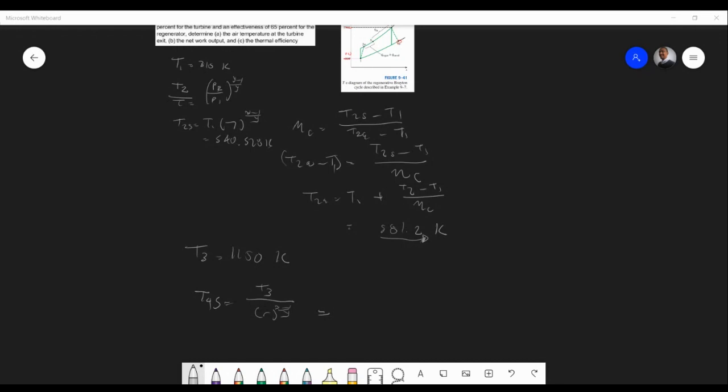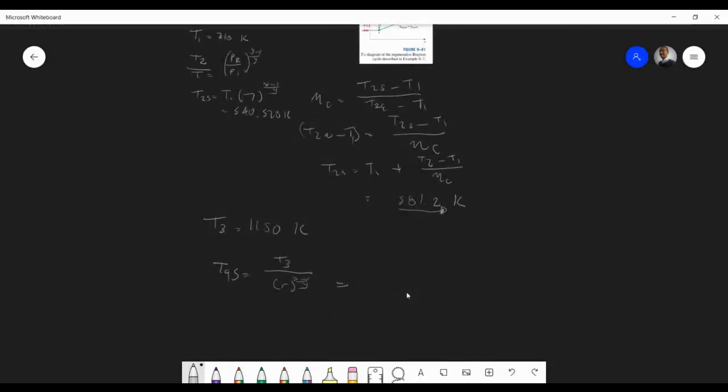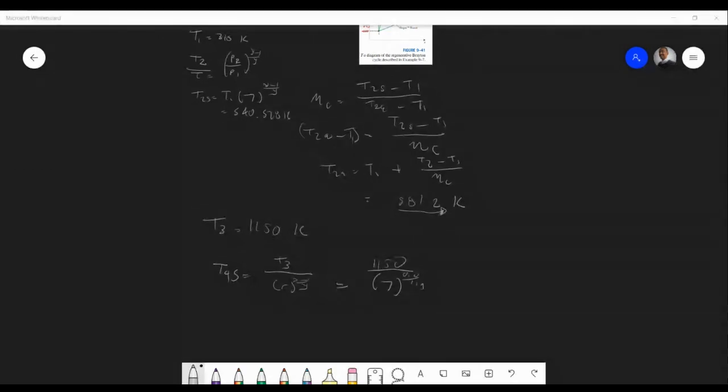Like I said, I will post the solution for this question. It's a whole tutorial pack with questions and answers. Okay, let me work that out. So it's 1150 divided by 7 to the power 0.4 over 1.4, and that gives 659.54.